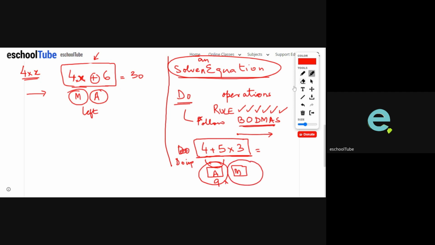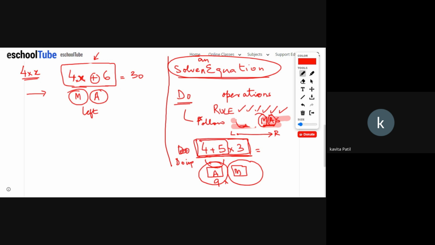Now, look at the rule. The rule says you have to go from left to right. First, you have to do bracket. There is no bracket, okay, we leave it. Then you have to do order or exponent. There is no order, okay, we leave it. Then you have to do division. There is no division. Then you have to do multiplication. So first you have to do multiplication and then addition, even if I am writing first addition and then multiplication.